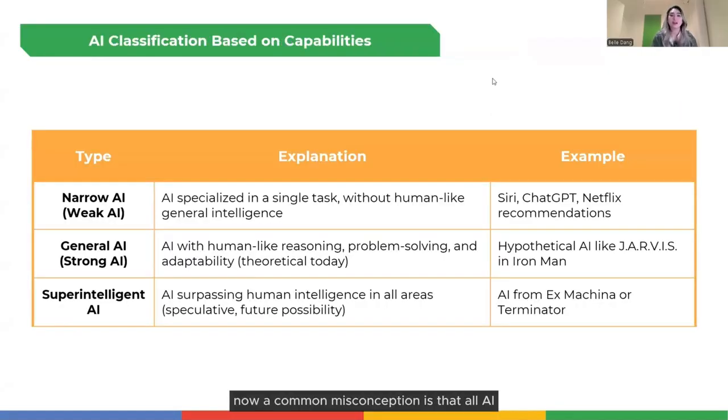This perspective examines the underlying methods and algorithms a bit, such as machine learning, natural language processing, or robotics. Now, a common misconception is that all AI can perform at the same level, but that is really not the case. So first, let's look at capabilities. It will categorize AIs into three categories.